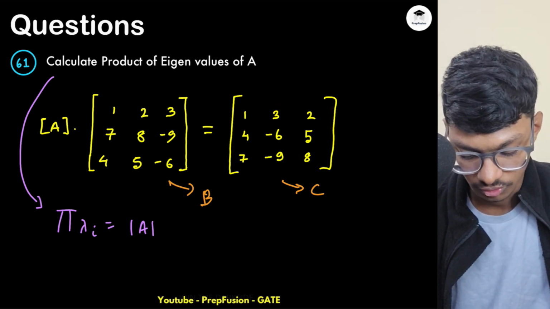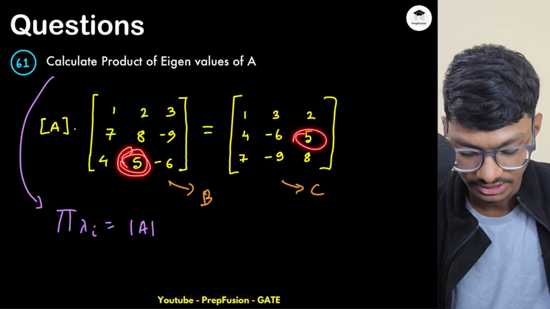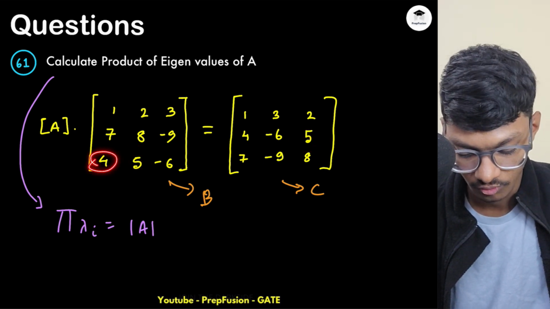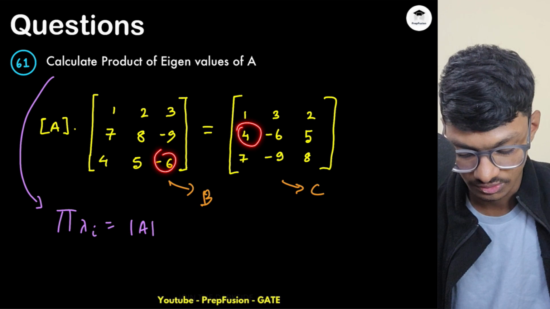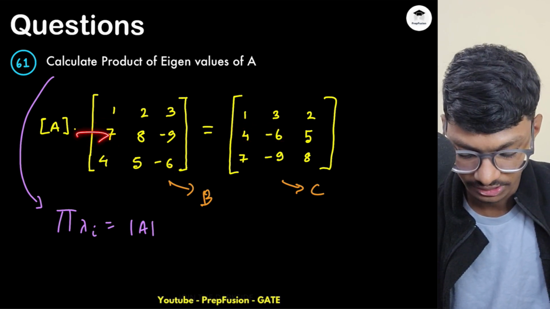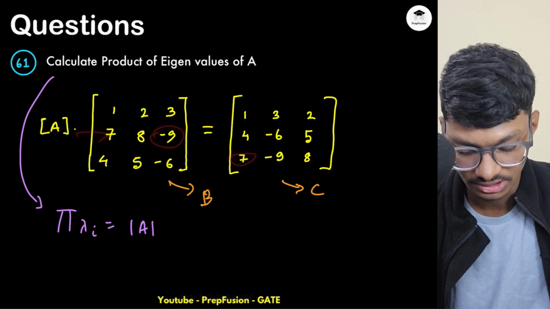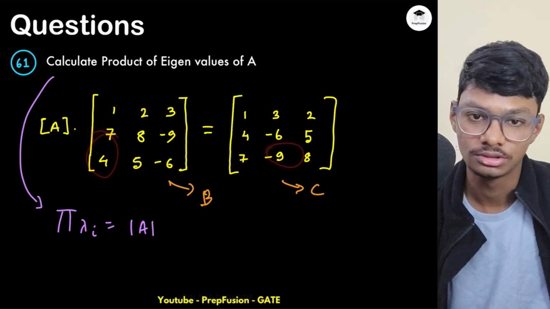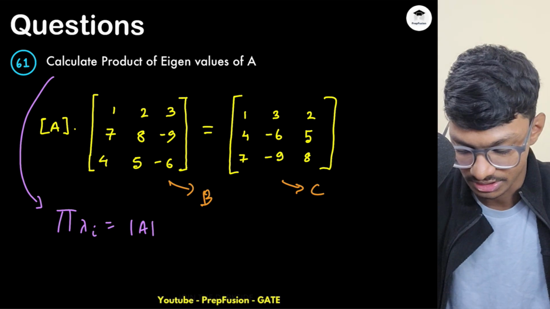Now rows. This 5 was in the third row, it's in the second row. This 4 was in the third row, second row. 6 was in the third row, second row. So these have already been interchanged. This 7 was in the second row, now third row. Minus 9, second row, now third row. So basically the two rows R2 and R3 have been interchanged.